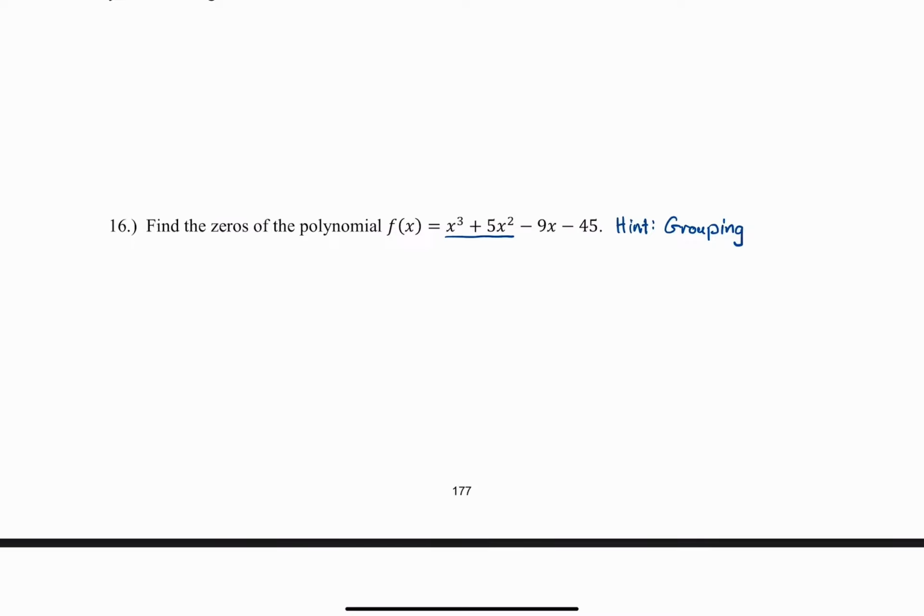Grouping works by simply grouping the first two and grouping the second two. And to find the zeros, we would set this equal to 0. So I'll just go ahead and rewrite this on the left. So we have an x cubed plus 5x squared minus 9x minus 45. Set that equal to 0. Grouping the first two, I see they have a common x squared. And grouping the second two, well, I know I'm going to need to pull out a minus 9.